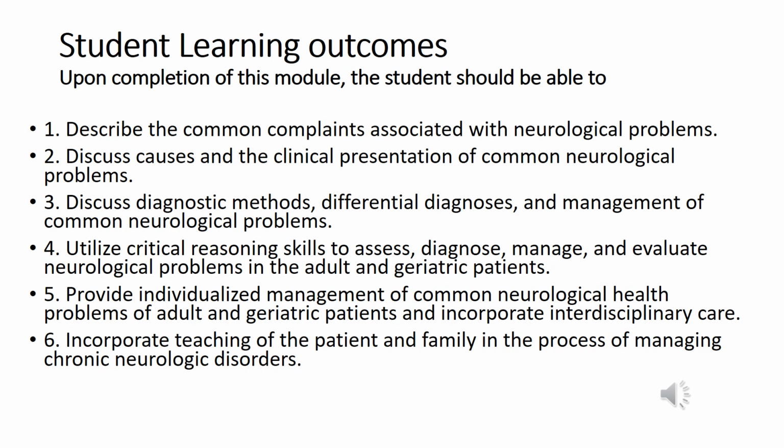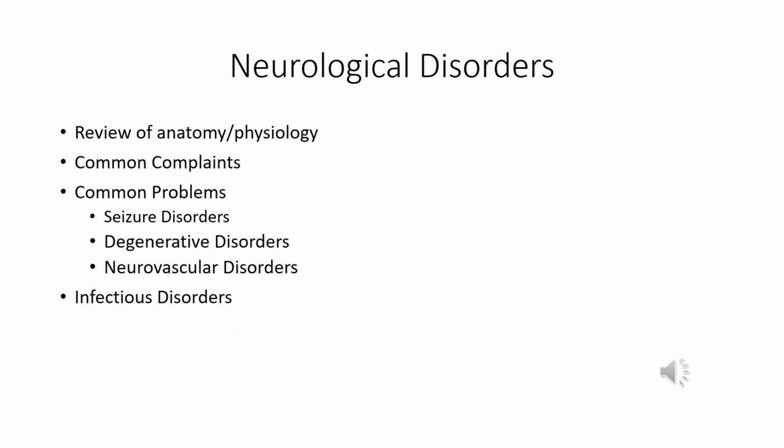patients, provide individualized management of common neurological health problems of adult and geriatric patients, and incorporate interdisciplinary care, incorporate teaching of the patient and family in the process of managing chronic neurologic disorders. In this module, we will review the anatomy and physiology relating to neurological disorders. We'll also discuss common complaints, common problems, as well as infectious disorders.